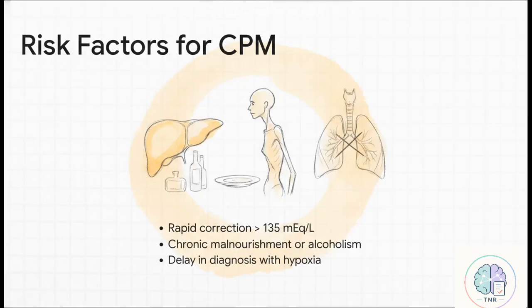Now, the patients most vulnerable to this kind of brain damage aren't just the ones who get their sodium corrected too rapidly, though, to be clear, jumping more than 25 milliequivalents within 48 hours is a massive trigger. But other huge risk factors include overcorrecting folks who have hepatic encephalopathy, or patients dealing with chronic, debilitating diseases, malnourishment, or alcoholism. You also have to be on high alert if the hyponatremia was present for more than 24 hours before treatment started, or if there was a diagnostic delay combined with respiratory arrest or hypoxia.